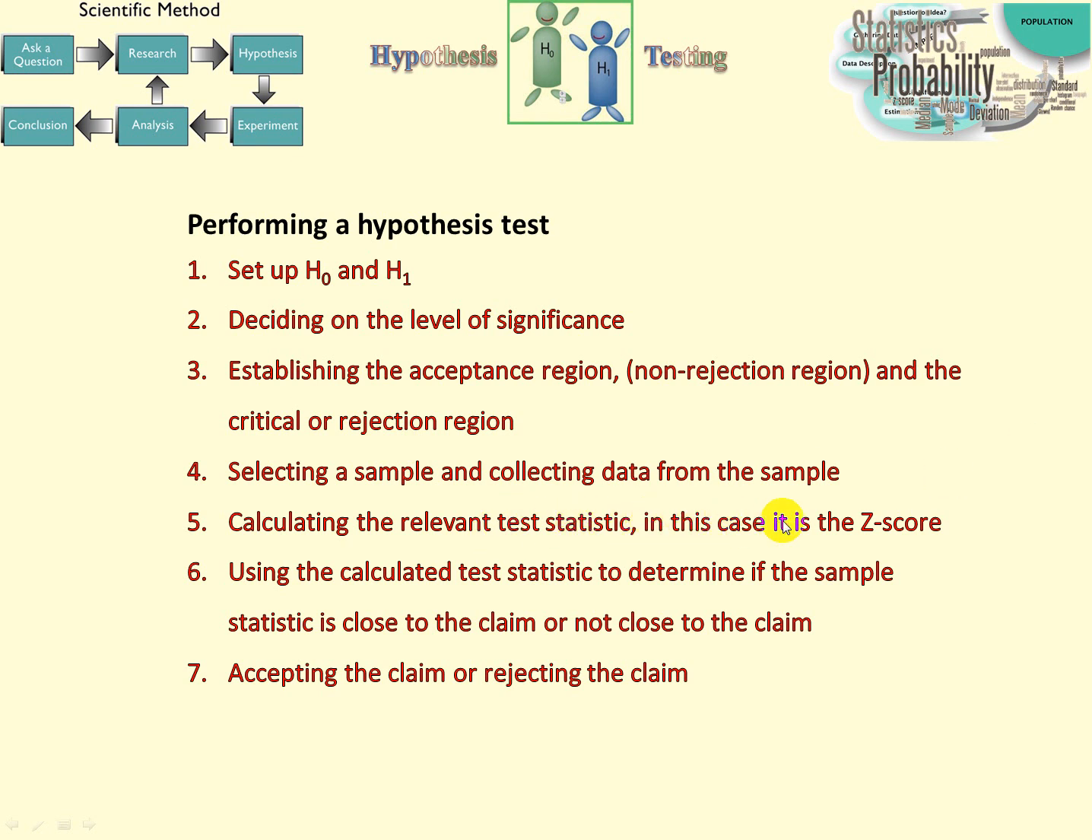Calculate the relevant test statistic, in this case the Z-score. Use the calculated test statistic to determine if the sample statistic is close to the claim or not close to the claim. And from there, we accept the claim or reject the claim. So either we reject the null hypothesis, or we accept the null hypothesis.